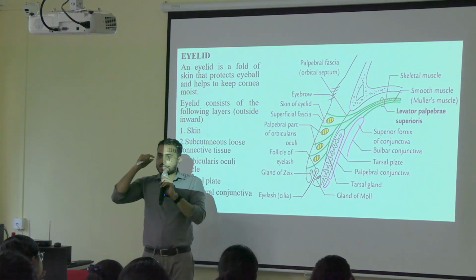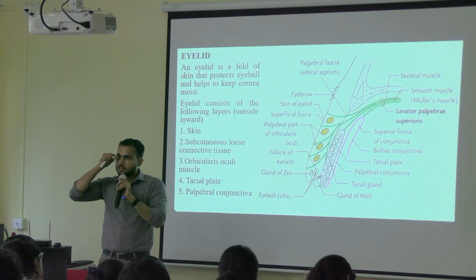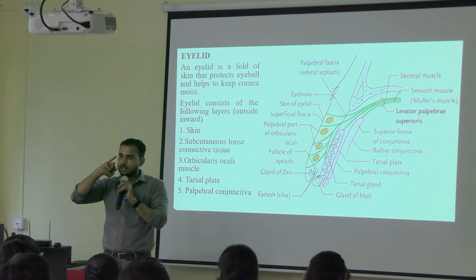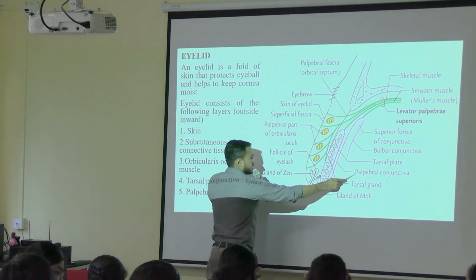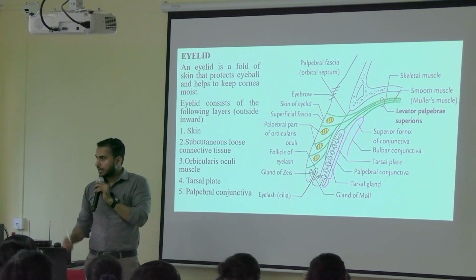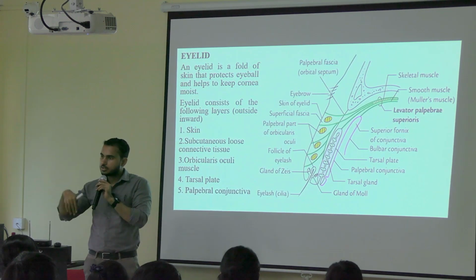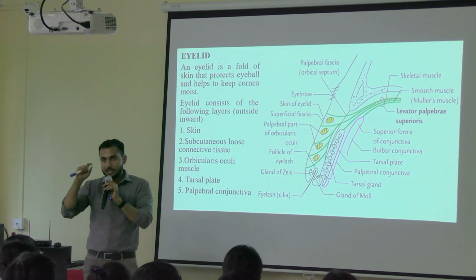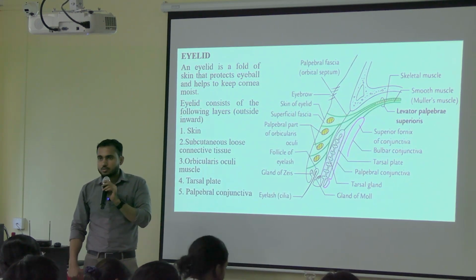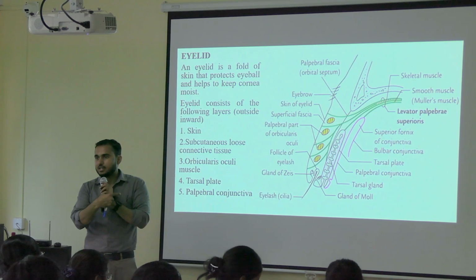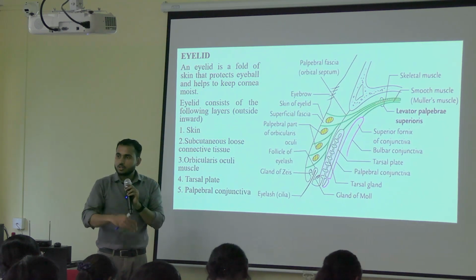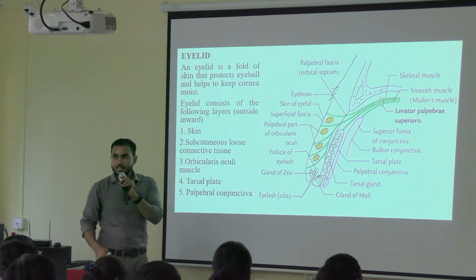Next, do one thing: just retract your eyelid. What you see inside is the palpebral conjunctiva. Okay, and it is present on both eyelids, upper as well as lower. In between these, all the layers are present. So I hope you have understood, in case of the eyelid, which is the outermost layer and which is the innermost layer. In between, all the layers I have mentioned are present.